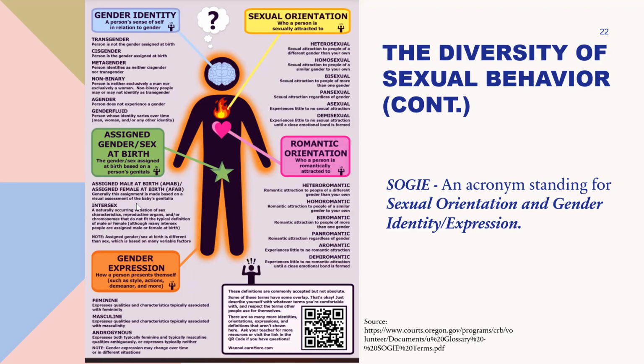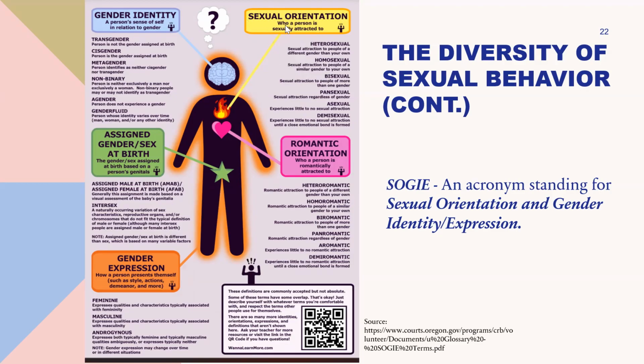Also, under this construct, we have the intersex, a naturally occurring variation of sex characteristics, the reproductive organs, chromosomes that do not fit the typical definition of male or female. Although many intersex people are assigned male or female at birth. So take note that the assigned gender or sex at birth is different than sex, which is based on many variable factors. So where we are heading next, the sexual orientation here on the right side.